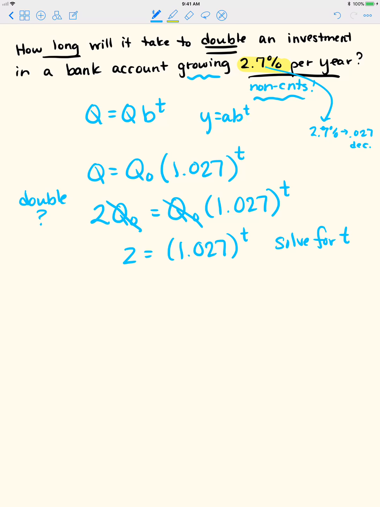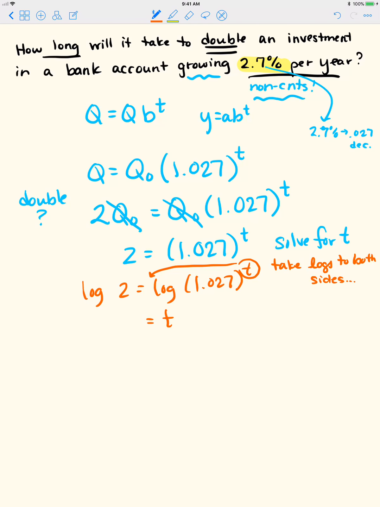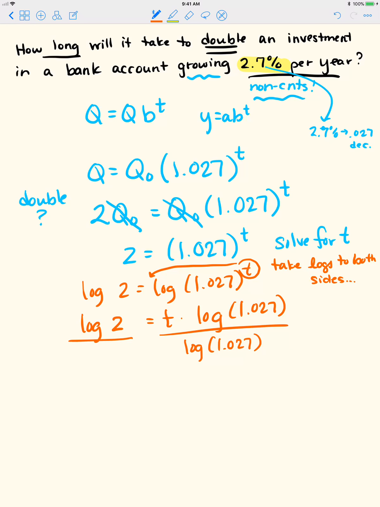The base is not e, so I would prefer to just do a regular logarithm, not a natural logarithm. So we're going to take the log, or apply log, to both sides. And if you want to use natural logarithm, you can. You get the same answer. So I'm going to do the log of 2 equals the log of 1.027 to the t power. My logarithm properties tell me I can bring that t out front as a product times log of 1.027 equals the log of 2. And now I'll just divide by the log of 1.027 on both sides.